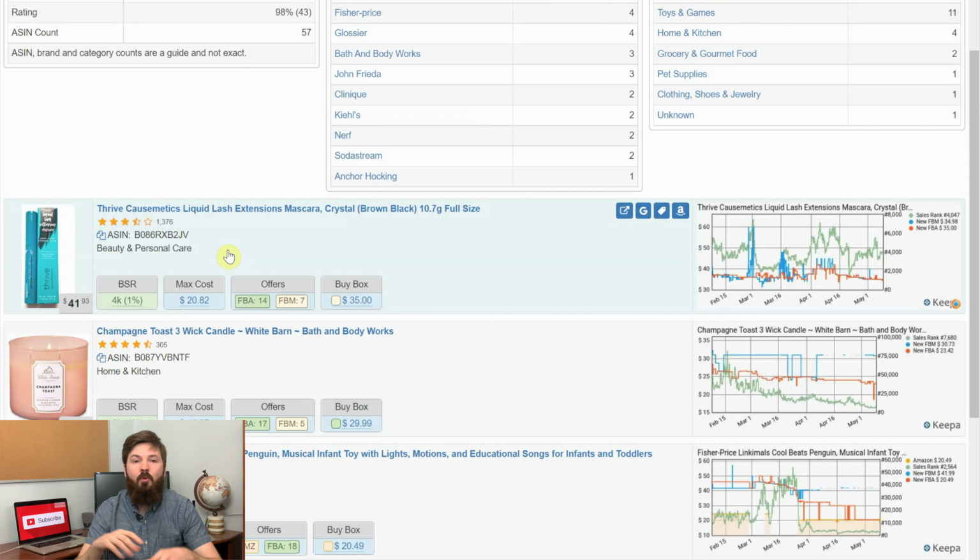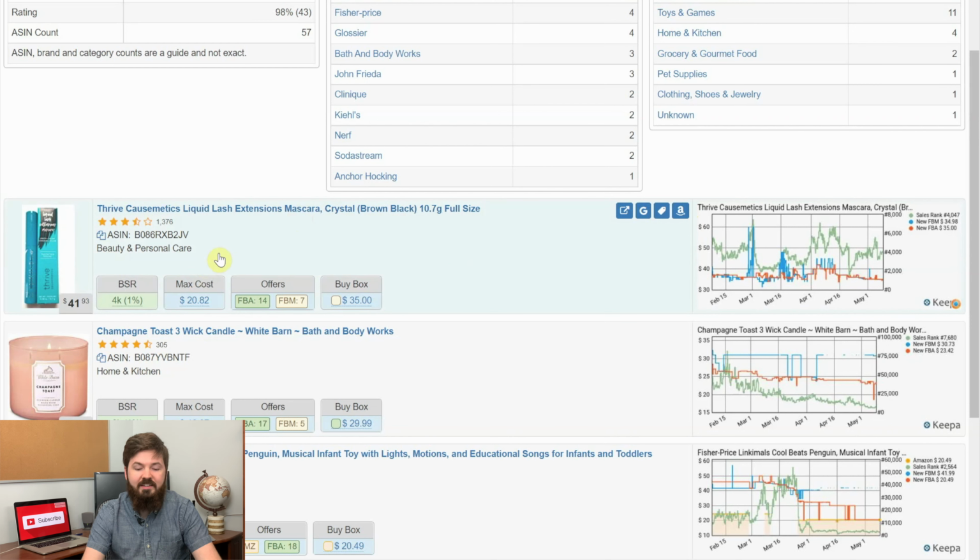Max cost is based on what you put in for your desired ROI and profit margins, and then it will say this is what you need to buy it for, or less, in order to make those margins. Then you can see over here while I'm hovering on it, you can open it in a new window, search for the product on Google Shopping, and open up the Amazon listing. This is why I was giving you an overview of Keepa, because you do want to look at the Keepa graph to determine whether you want to even look into a product.